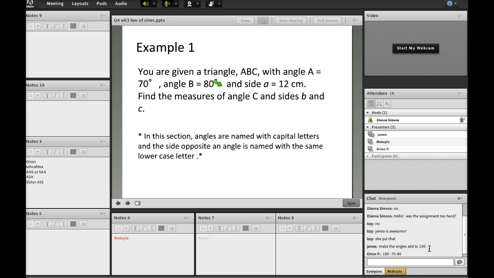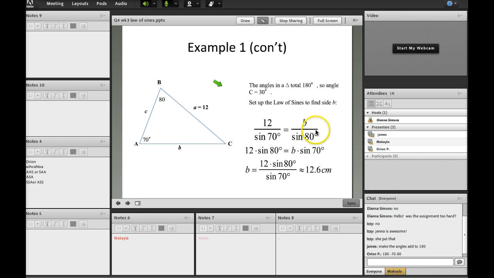Orion was also saying that we would do angle A over side A, which we know both of those, and then we could do the sine of B over side B, and we could find B. That's exactly what it says right here, what Orion was saying to find side B, and it's going to be 12.6 centimeters.